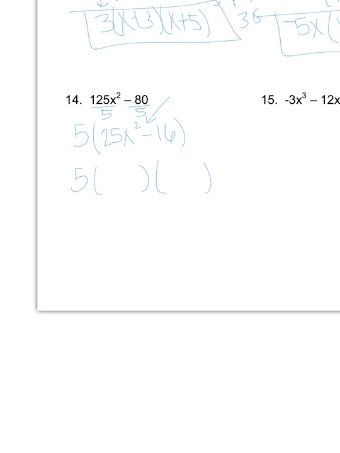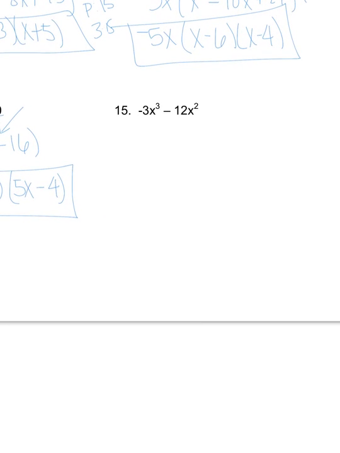Okay, so I'm going to take the square root of 25x squared, which is 5x. Square root of 16 is 4. Remember, you'll add one and subtract the other. If you were to use FOIL and multiply those two together, it would give you back that 25x squared minus 16. And then you could distribute the 5 and give you back the original.